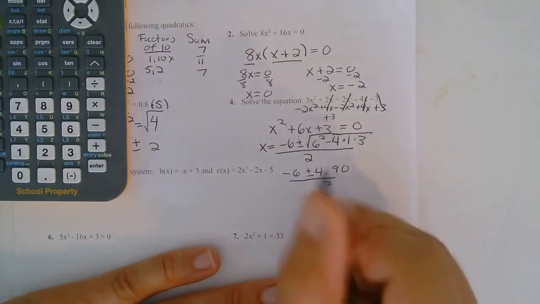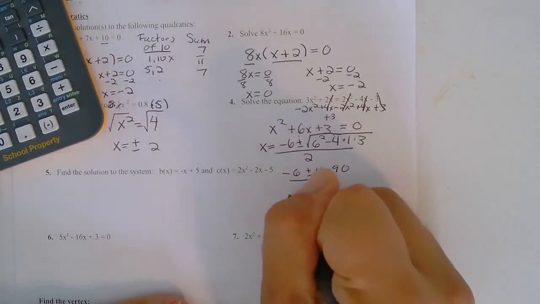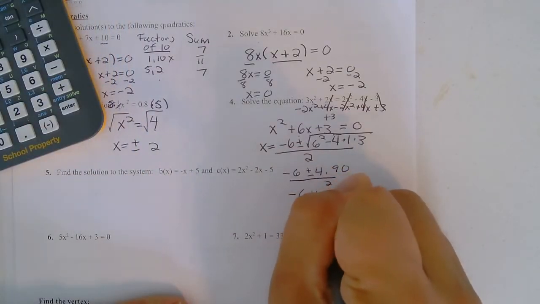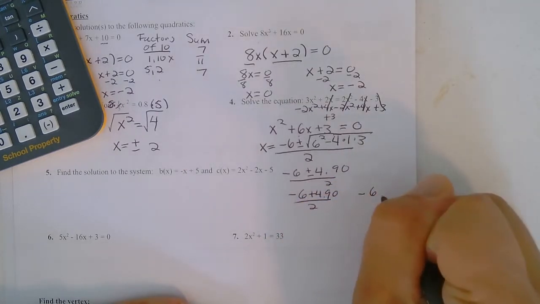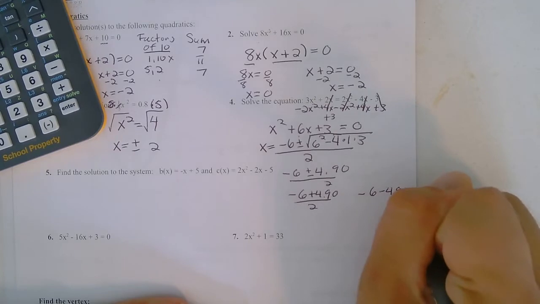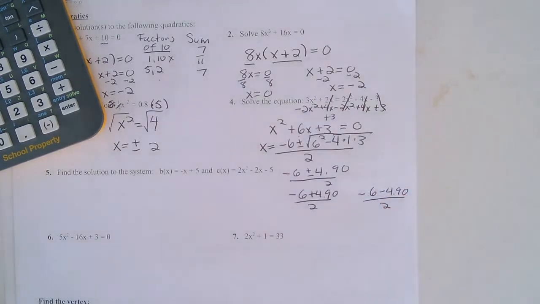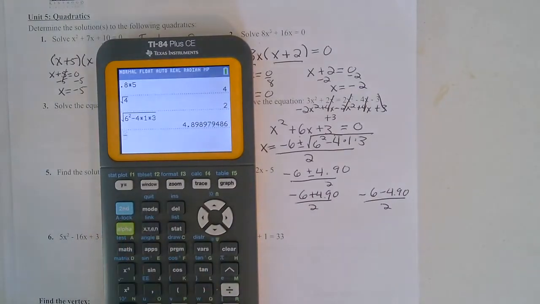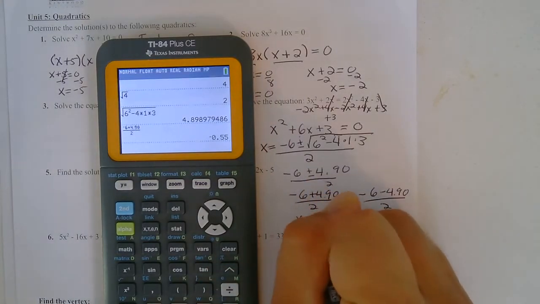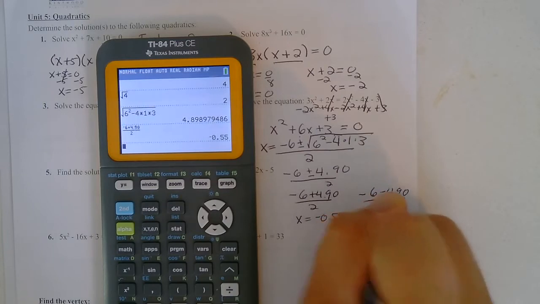So now I'm going to have to break this up. I'm going to go negative 6 plus 4.90 divided by 2, and negative 6 minus 4.90 divided by 2. In this calculator, you can use a fraction feature and go alpha x, then negative 6 plus 4.90, arrow down to the denominator and hit 2. And then we would get here x equals negative 0.55.